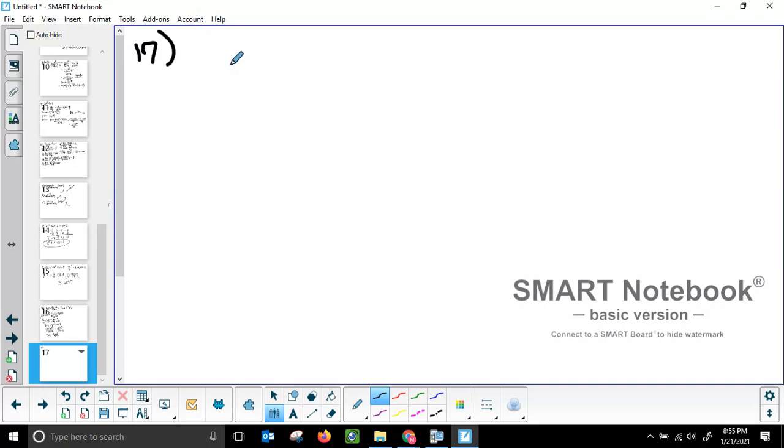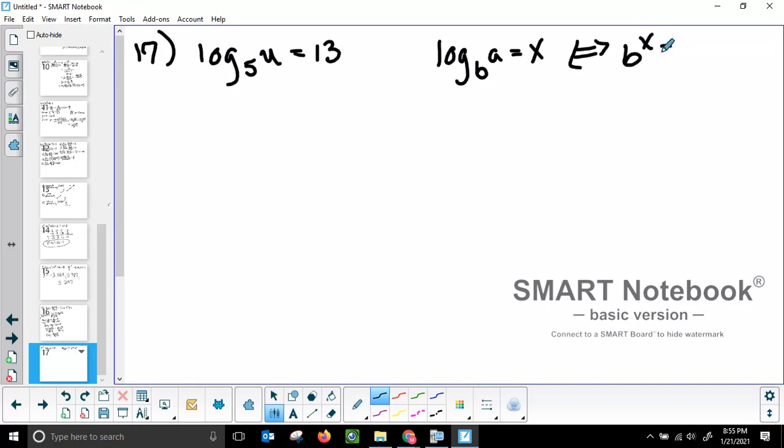So 18 says to write log base 5 of u equals 13 in exponential form. Now remember, our definition of logarithm says that log base b of a is equal to x if and only if b to the x equals a. All I have to do to write this in exponential form is take it from here and put it in here. So 5 to the 13 equals u. Done.